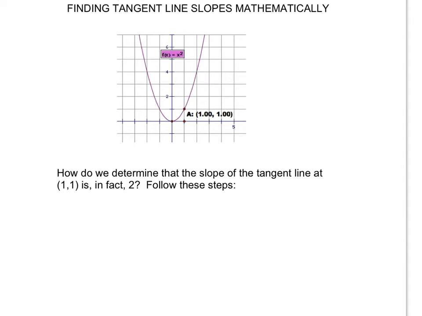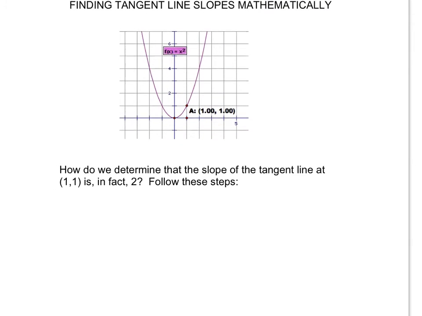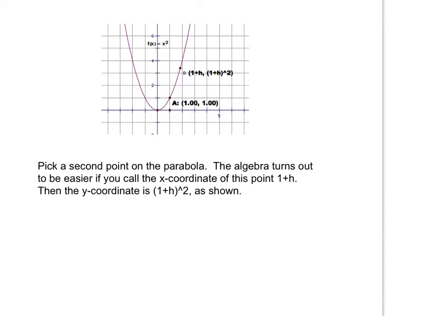I'm hoping you look at this and you say, wait, I've seen this, because in fact this was handout 2 from Unit 10 last May. So the question is, how do we determine that the slope of the tangent line at the point 1, 1 is in fact 2? Step 1, pick a second point on the parabola.